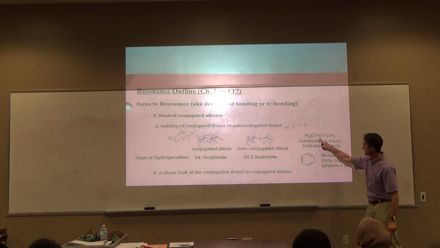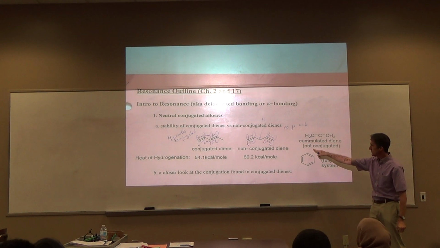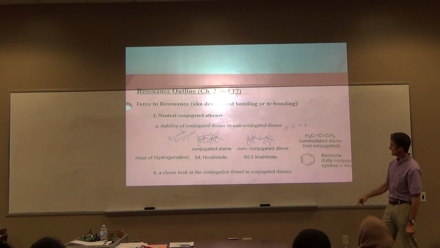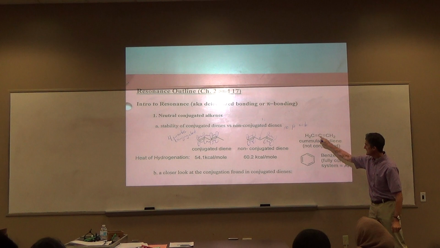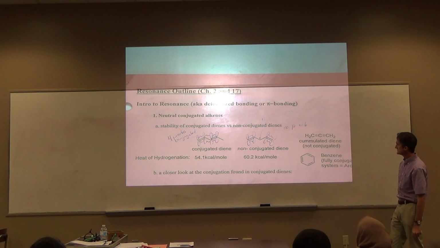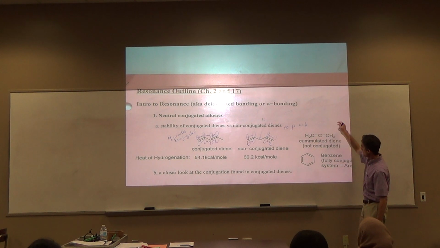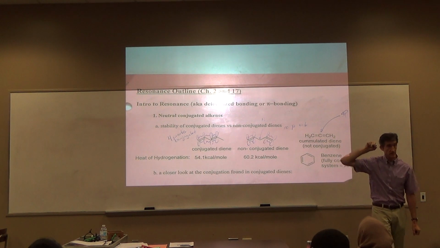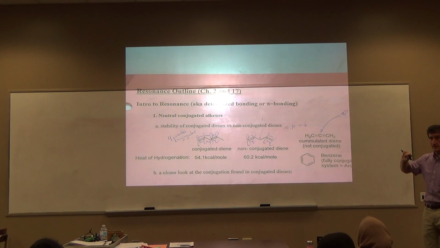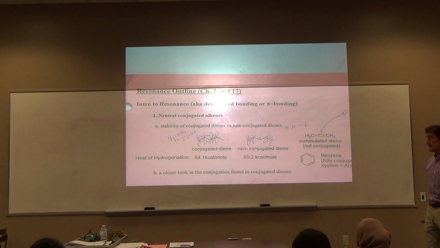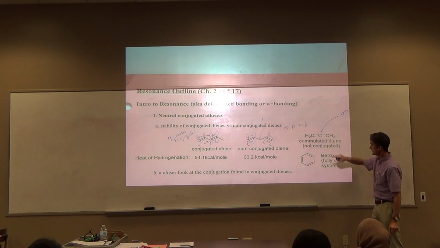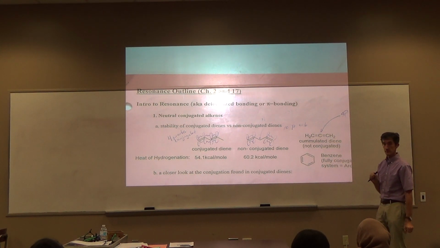What about this structure here? Is it conjugated? Well, I've already told you the answer. Why are these two alkenes not conjugated? Because if you look at this, what's the hybridization of the central carbon? It's sp, two regions, linear. How many p orbitals does this carbon have? Two.